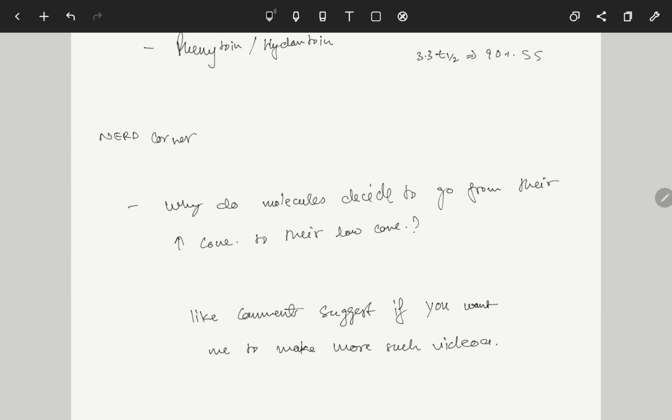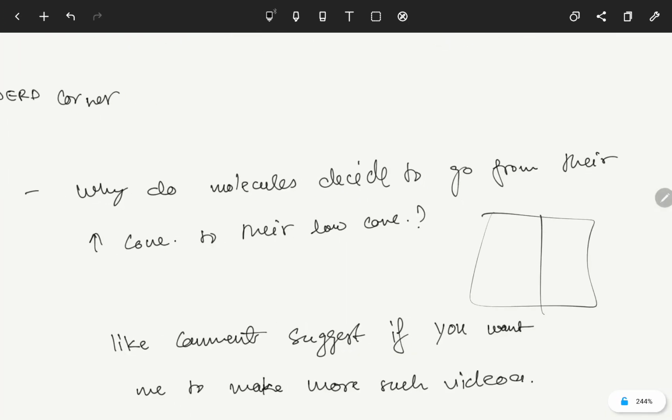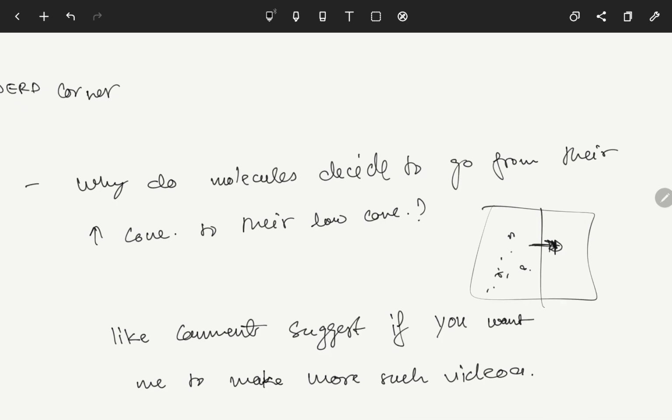Then there is this nerd corner. Thank you if you reached the end of the video and sat through my explanation. So why do you think molecules decide to go from their high concentration to their low concentration? My question is that if there are 4 molecules here, why do they decide to go to the other side? Why don't they stay here? I will give this answer in the next video.